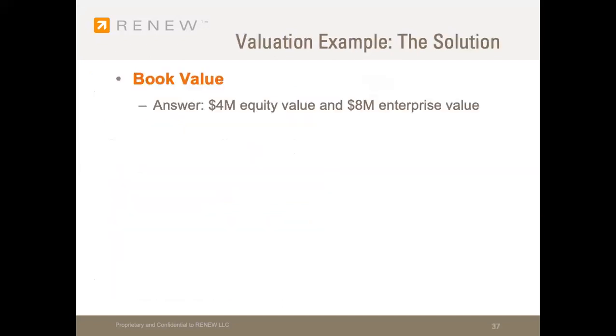Okay, so the book value is right. It's 4 million equity value, 8 million enterprise value. But again, don't worry about this methodology. It's rarely used. This is what banks use. Rarely do private equity investors use this, only if it's a distressed asset or a company that is in bankruptcy.